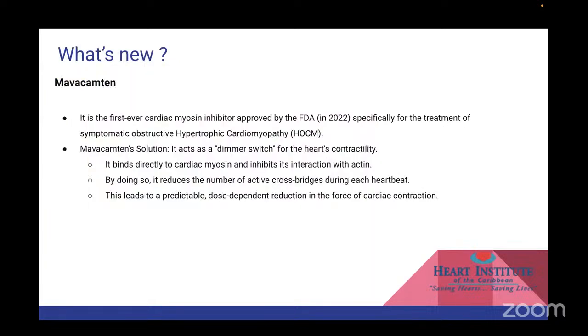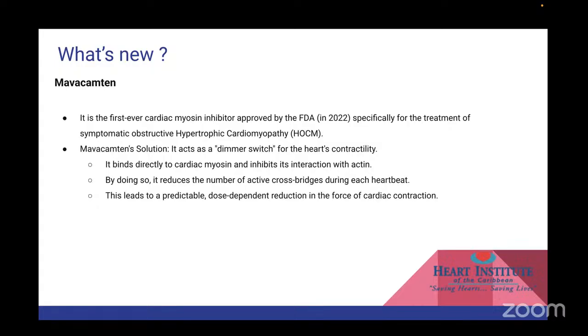So a lot of what we spoke about, some persons would have probably learned about that already, but what's new? There's a new medication on the market, well, about 3 years old, but this is the first ever cardiac myosin inhibitor approved by the FDA in 2022, and it's mavacamten, and this is specifically for the treatment of symptomatic obstructive hypertrophic cardiomyopathy. And what this medication does, it acts as a dimmer switch for the heart's contractility.